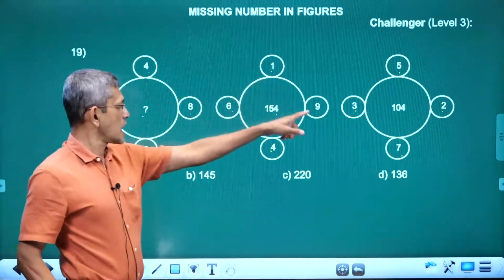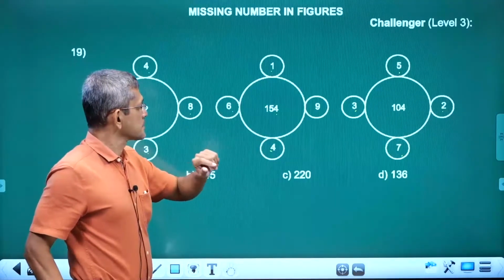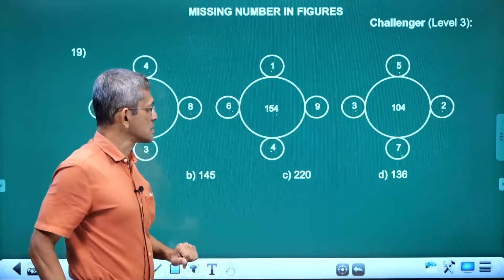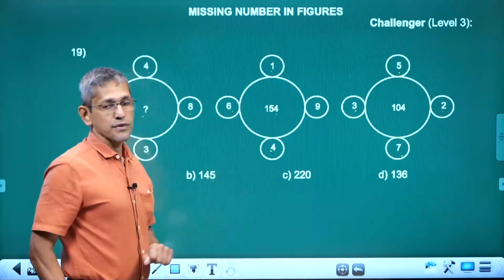6, 1, 9, and 4. 6 plus 1 is 7. 9 plus 4 is 13. Right? 13 plus 7 is 20. This is 154. Doesn't work.